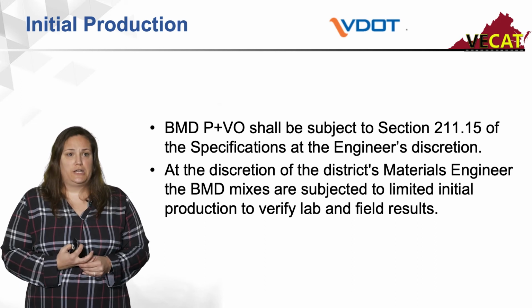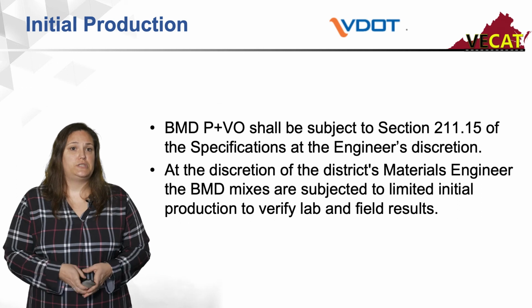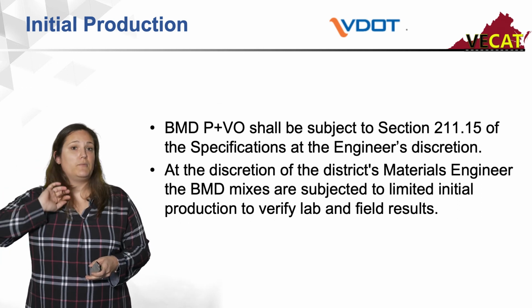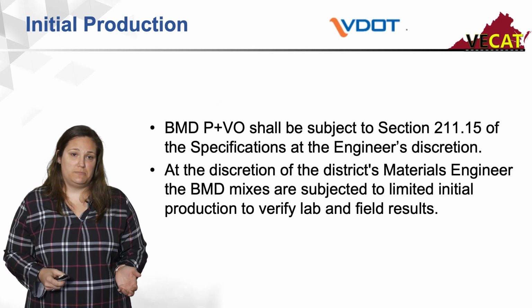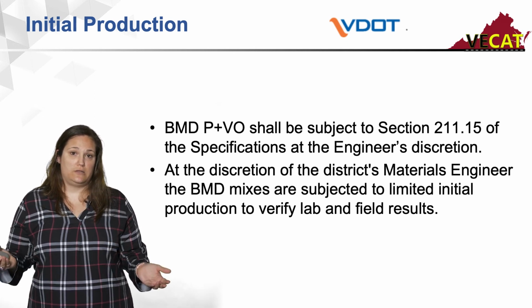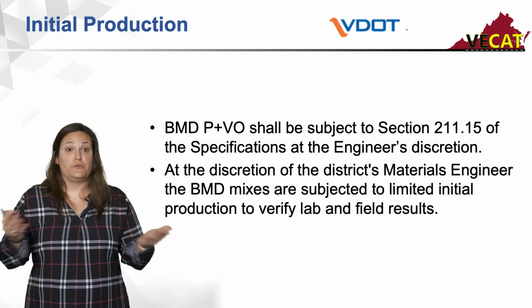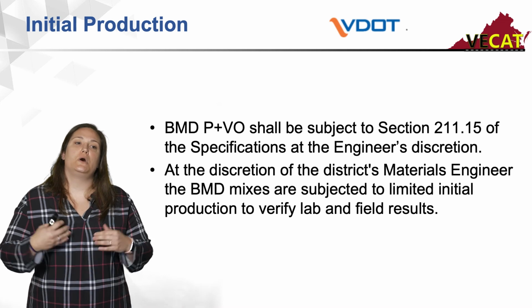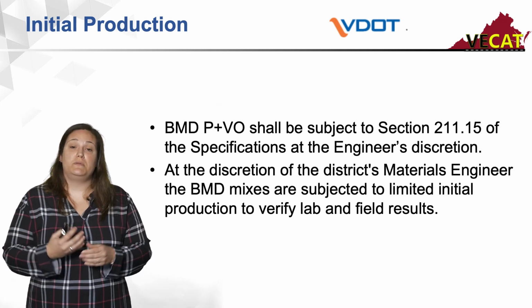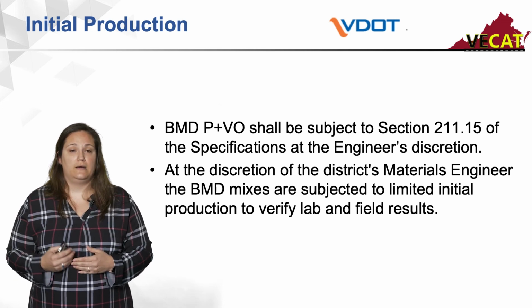So initial production is still going to be subjected to Section 211.15. Basically, they usually put you on limited production to make sure that your field and your lab samples pass, because we're assuming this is the first time it ran through the plant. We're going off of results. So it still can be put at limited production. Work with your district on that.